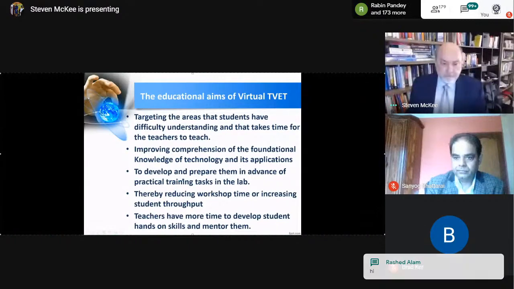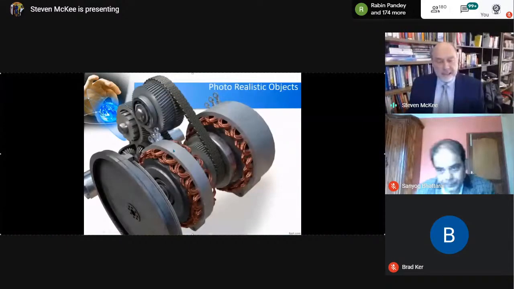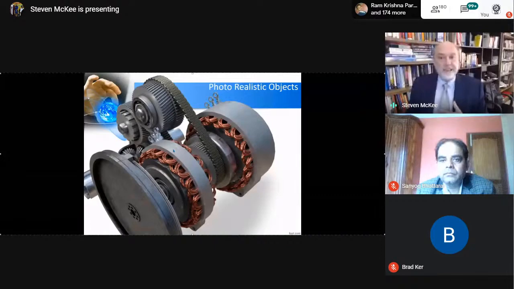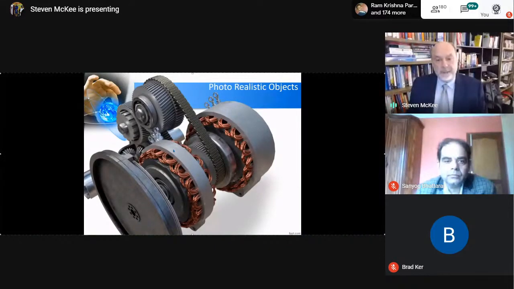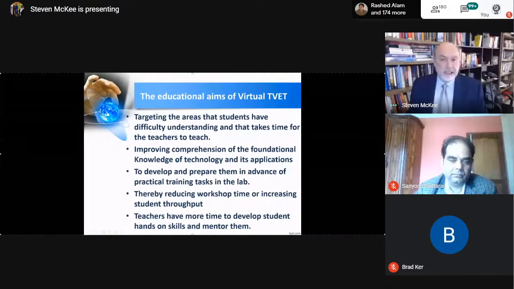So we can do, for example, assembly and disassembly on this unit, and when they get to the lab, they know what to do. The teacher needs to spend less time doing this. All of these areas relieve the teacher of some of the burden of lecturing, and this is a good thing. This should not be more difficult for the teacher to use. This should make the teacher's life easier and make the learning more powerful.